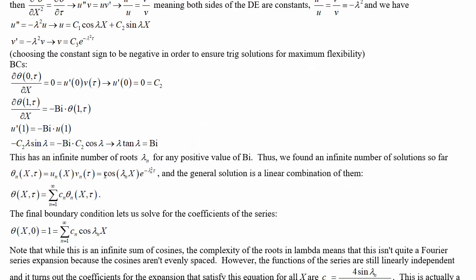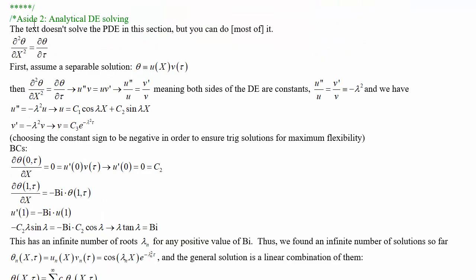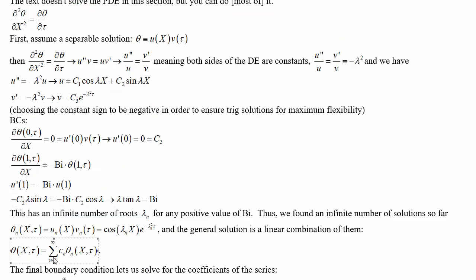Okay, so to recap, we can satisfy the DE and the boundary conditions with an arbitrary linear combination of theta n, where theta n is cos of lambda n x times e to the negative lambda n squared tau, where lambda n are the roots of lambda tan lambda is the Bi number. So the only parameter that this depends on, as promised, is the Bi number, and it satisfies everything except the initial condition so far.